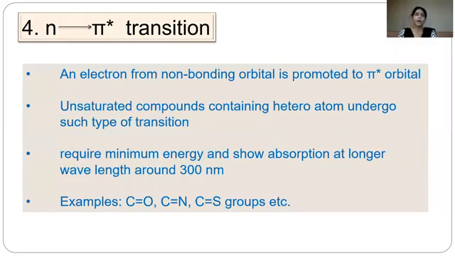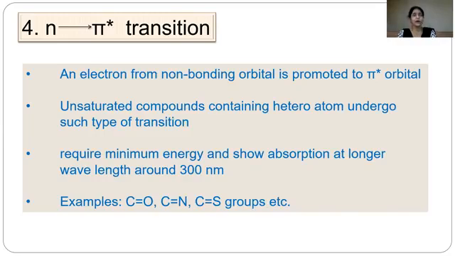main transition. The next transition is the n to pi antibonding transition. In this type of transition, the molecule has pi orbitals, pi electrons, as well as a heteroatom with non-bonding electrons. An electron present in the non-bonding orbital can absorb energy and be promoted to the high energy pi antibonding orbital.